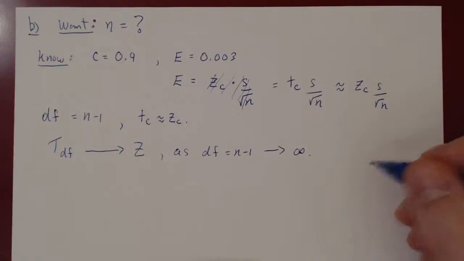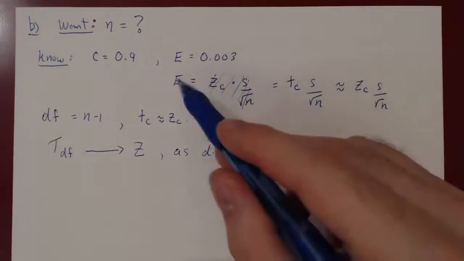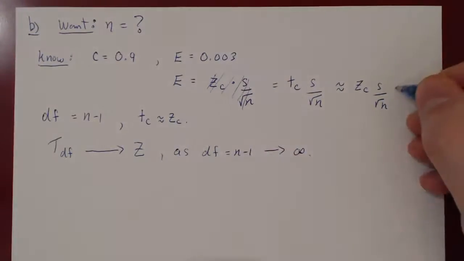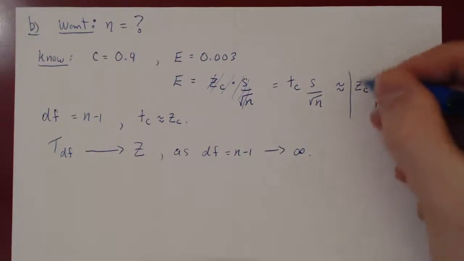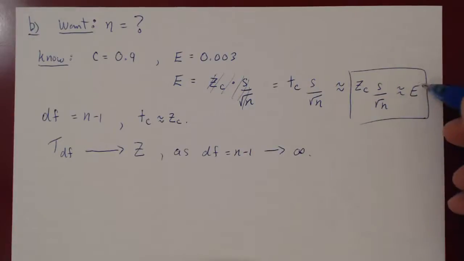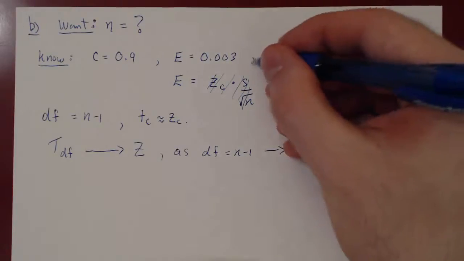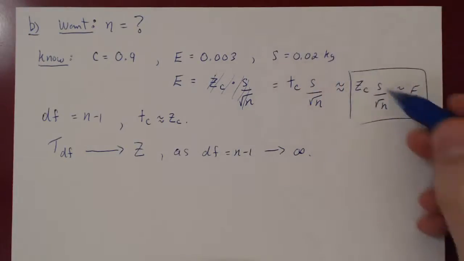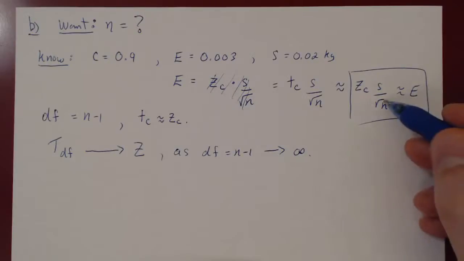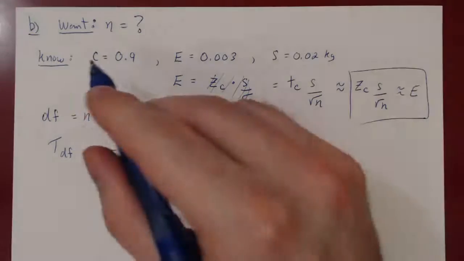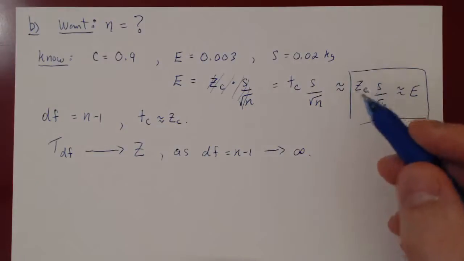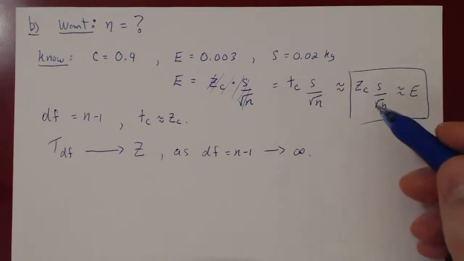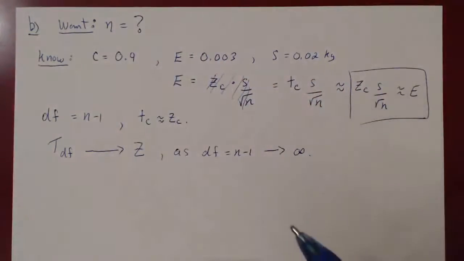And now if you look at this, well, we know E. So we know E here. Let me write this here. So we know E. We know S. S, remember, was 0.02 kilograms. So we know S, we know E. We want to solve for n, and because we know the confidence level, we can find the corresponding z-score. So we will know everything here other than the root of n, and therefore we can finally solve for n. Let us find our critical z-score.